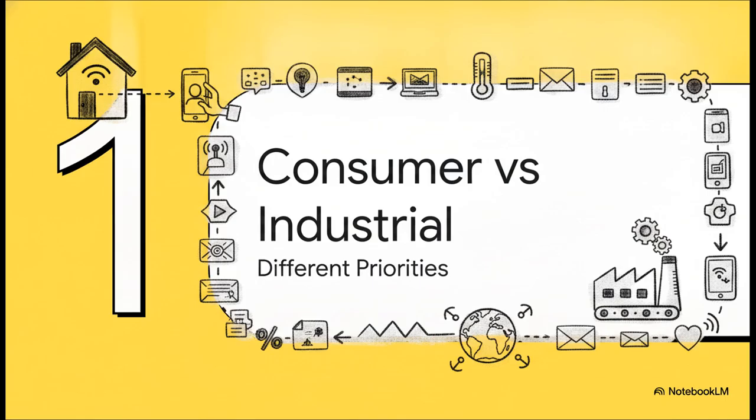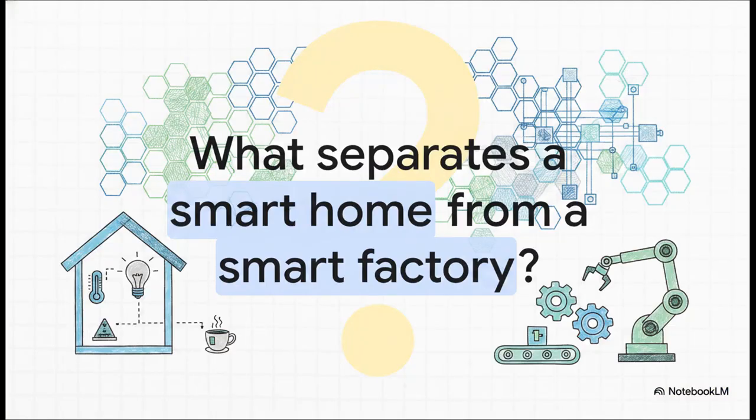Section 1. Consumer versus industrial IoT. Let's anchor ourselves in the real world before we get into the heavy technical weeds. It is incredibly easy to just picture IoT as yelling at a smart speaker to turn on your living room lights, right? But what happens when you apply that exact same concept, connected sensors and actuators, to an entire power plant or an automated manufacturing line? The core idea is similar, but the actual execution couldn't be more different.